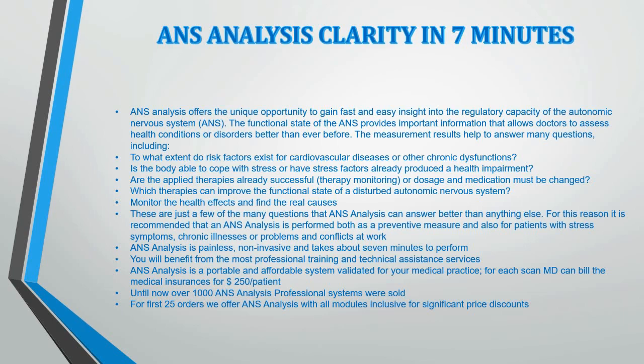The measurement results help also to answer many questions, including: to what extent do risk factors exist for cardiovascular diseases or other chronic dysfunctions? Is the patient's body able to cope with stress, or have stress factors already produced a health impairment? Are my applied therapies already successful, so you can monitor your therapy results, or is the dosage and the medication correct, or does it have to be changed? Which therapies can improve the functional state of a disturbed autonomic nervous system? We can also monitor the health effects, of course, and find the real causes of the disturbances.